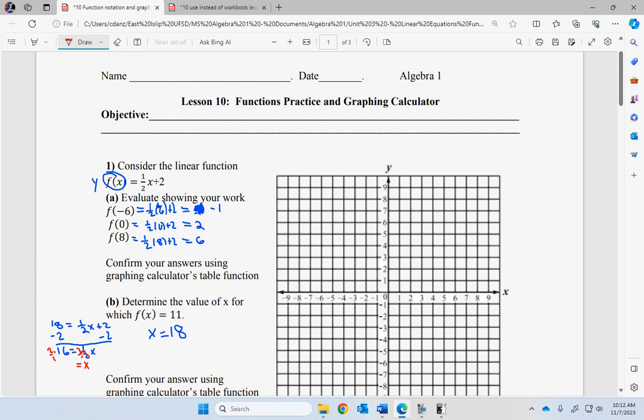I've made a mistake again. The output is 11. I don't know what's wrong with me today. So I subtract away 2 from 11. That's a 9. 9 times 2 is 18. So 18 matches what I thought it was. The input of 18 gives me an output of 11. I am sorry again. I put the input where the output was supposed to be.